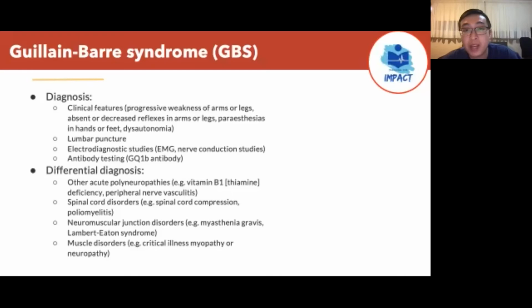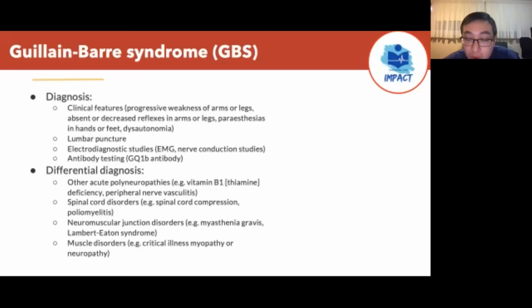So obviously, GBS is one thing that we need to consider, but we also need to keep our minds broad and think about what other things could be causing his progressive weakness. So other differentials could be other causes of acute polyneuropathy. Severe thiamine deficiency can cause an acute polyneuropathy. Peripheral nerve vasculitis can cause this kind of acute polyneuropathy. So a thiamine level and a vasculitic screen is also useful in this patient.